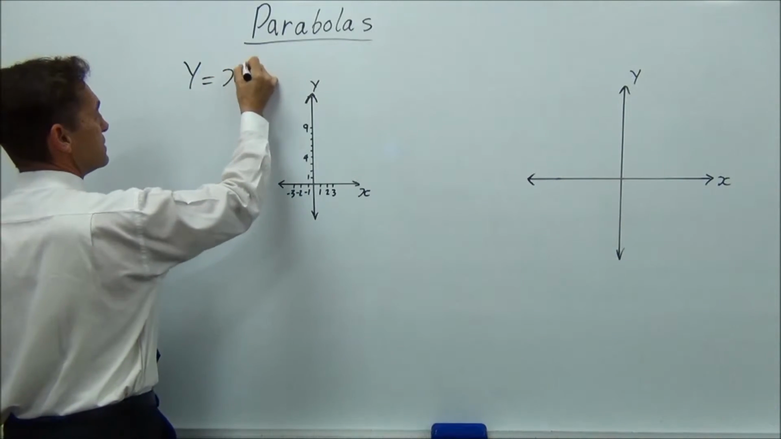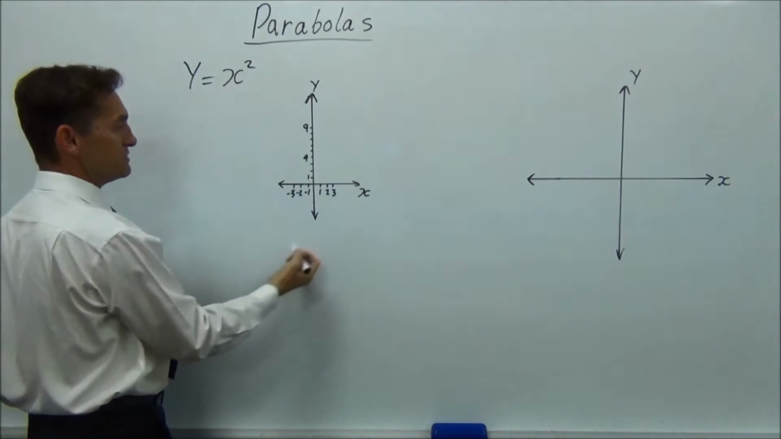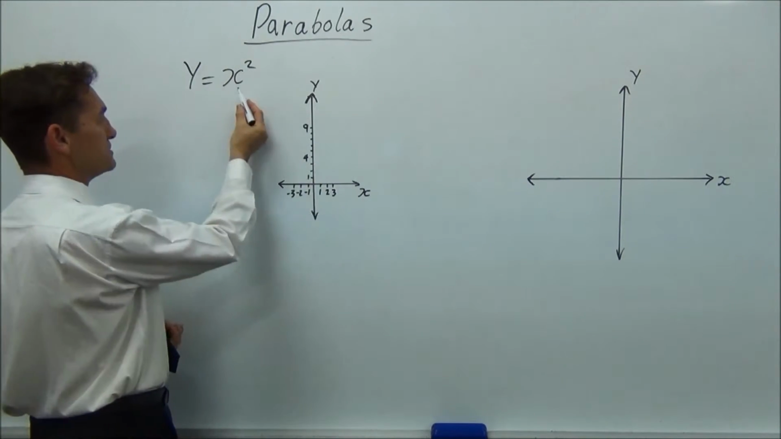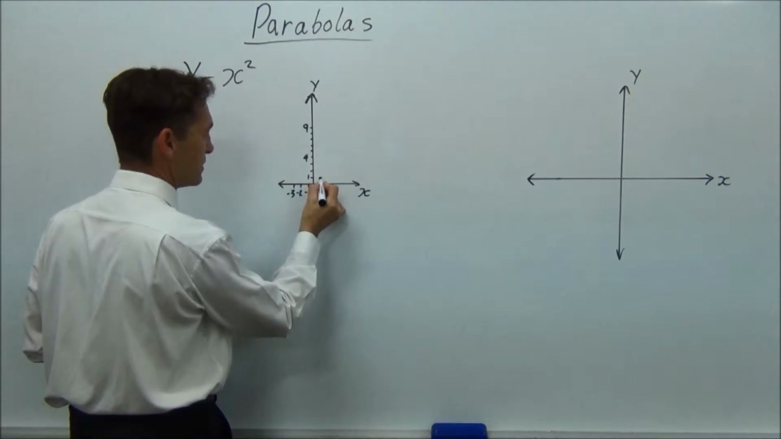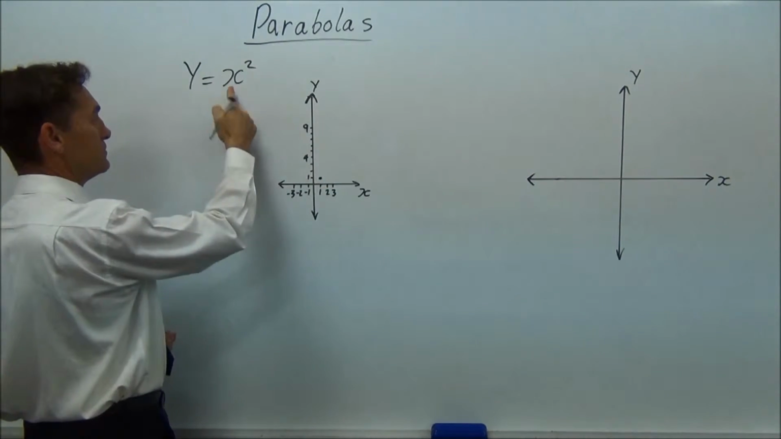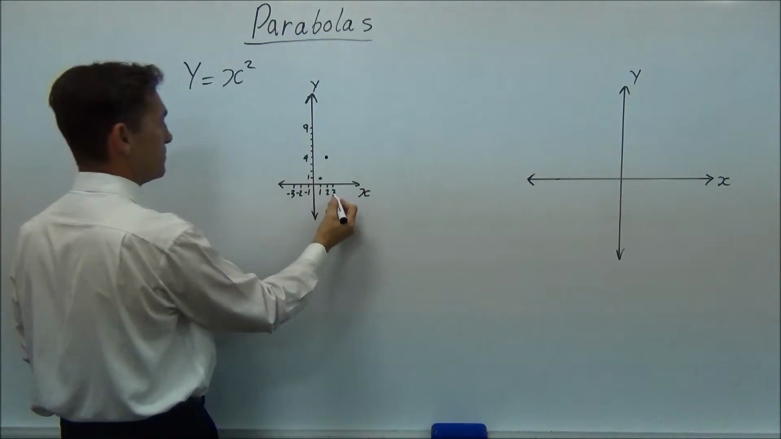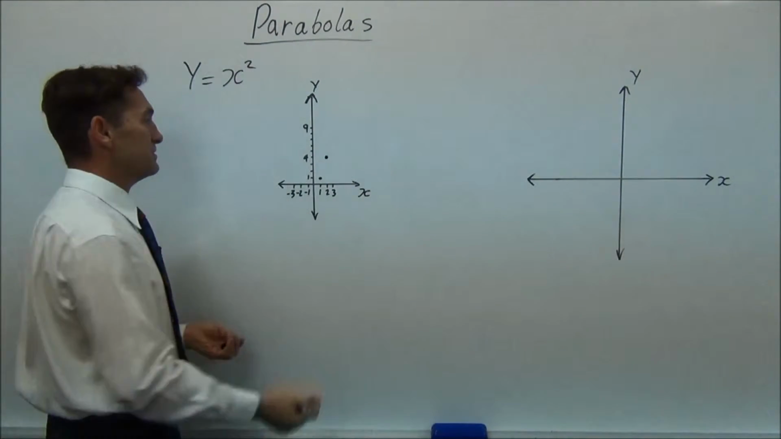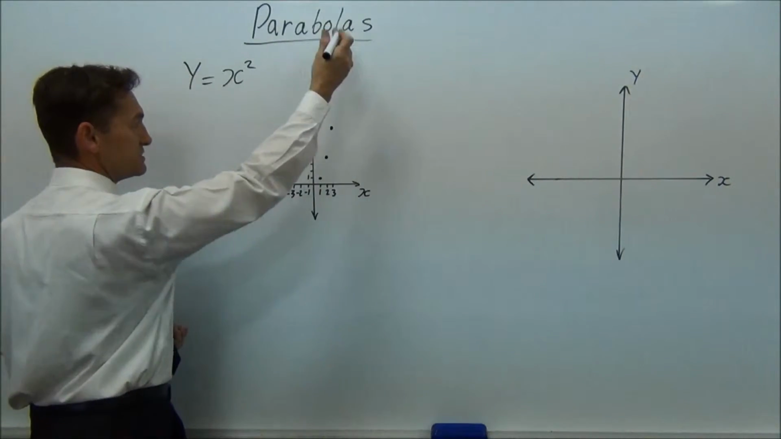Y equals x squared. Pretty easy. Throw in some x's, find out what y is. So if we put in 1, x is 1. What is 1 times 1? 1. So put a dot there at 1, 1. Put in 2. 2 times 2 is 4, so let's put a dot at 2, 4. Put in 3. 3 times 3 is 9, so let's put a dot at 3, 9. And etc, etc. It just squares and keeps going up.